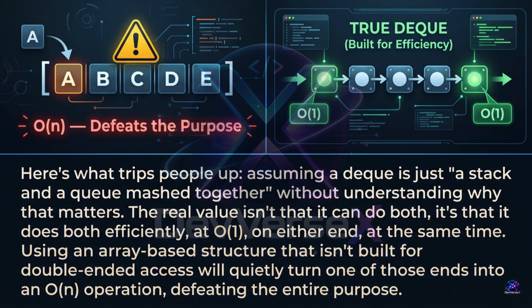Here's what trips people up: assuming a deque is just a stack and a queue mashed together without understanding why that matters. The real value isn't that it can do both, it's that it does both efficiently at O(1) on either end at the same time. Using an array-based structure that isn't built for double-ended access will quietly turn one of those ends into an O(N) operation, defeating the entire purpose.